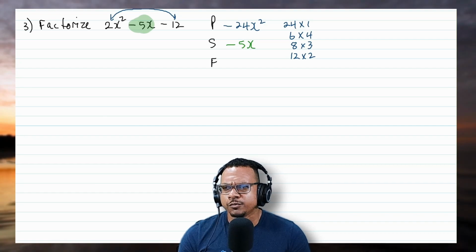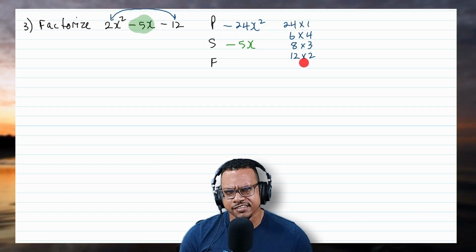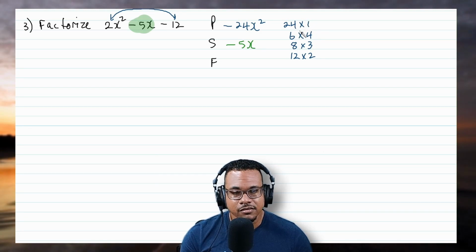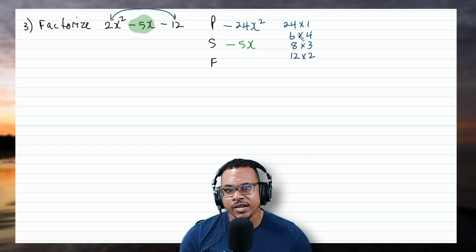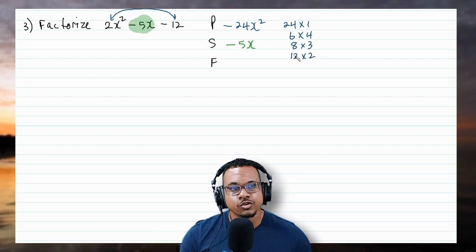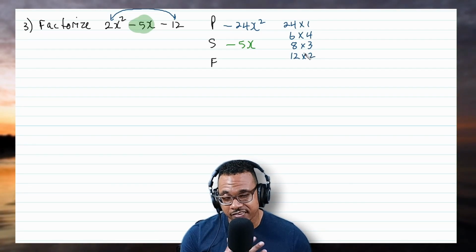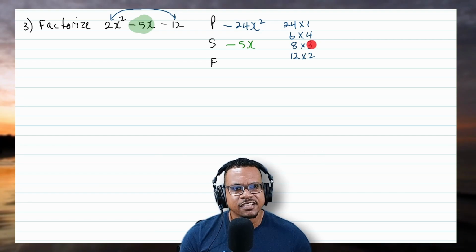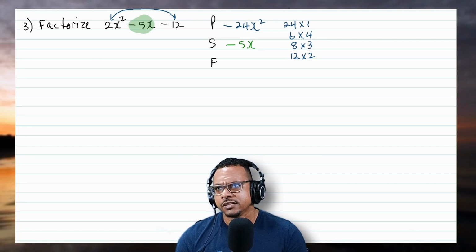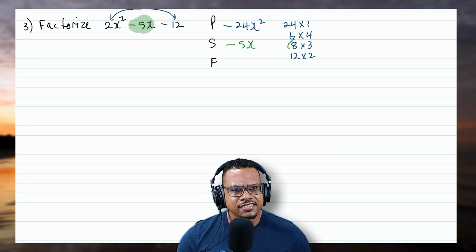Now when I'm looking at all these factors here, I'm going to go through which one is going to give me 5 when I add or subtract. Now 24 and 1 can never give you 5. 6 and 4 can never give 5 if you add them or subtract them. 12 and 2 can never give you 5 if you add or subtract. But 8 and 3, 8 take away 3 is 5. So that's why I'm going to use 8 and 3, because 8 take away 3 is 5.